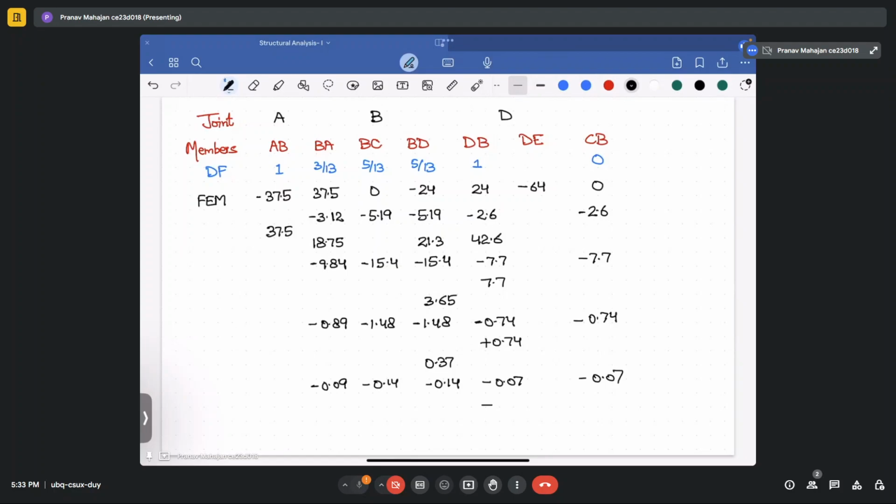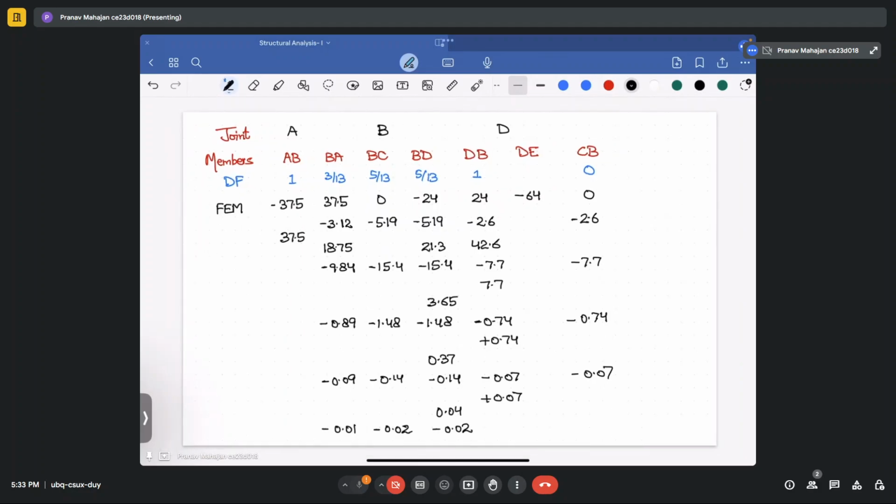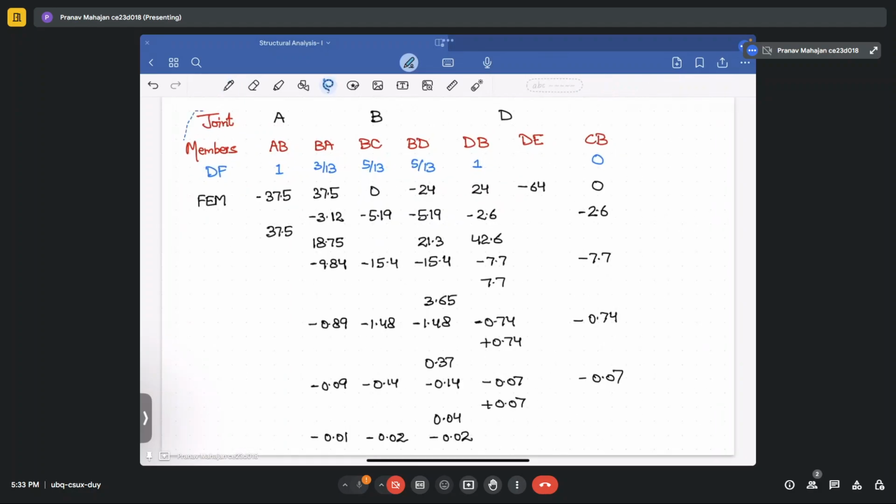Okay, this 0.07 will then be added back as plus 0.07, and that will become 0.04 as the carried over factor, and it will become minus 0.01, minus 0.02, and minus 0.02. So these are the distributions. And now I think we should end this problem here.